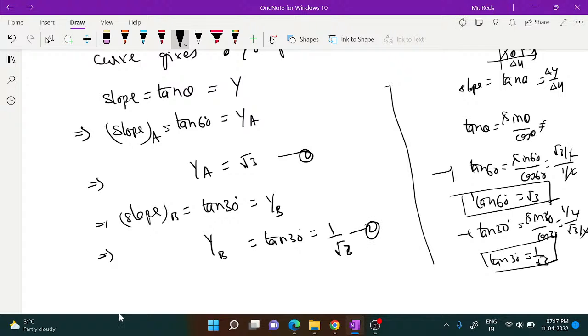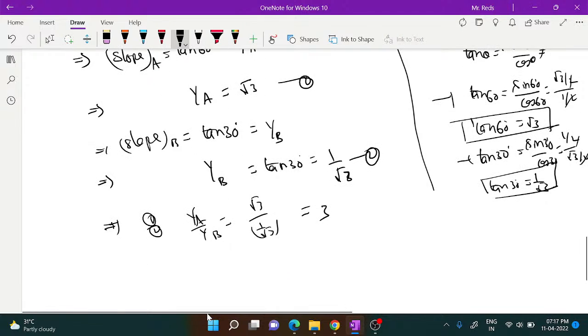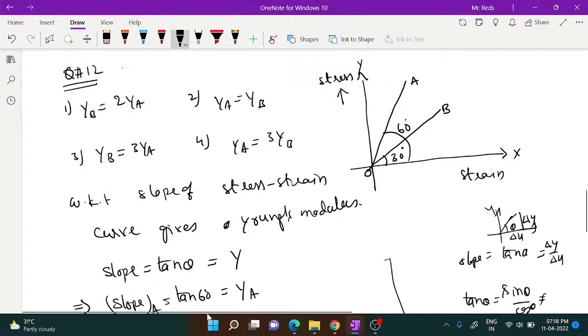From equations 1 and 2, YA by YB is equal to root 3 divided by 1 by root 3. This 1 by root 3 goes to the numerator and root 3 becomes 3. So we can say YA is equal to 3 into YB. This is how we get this relation. So YA equal to 3 YB, which option is right? Option 4 is right.